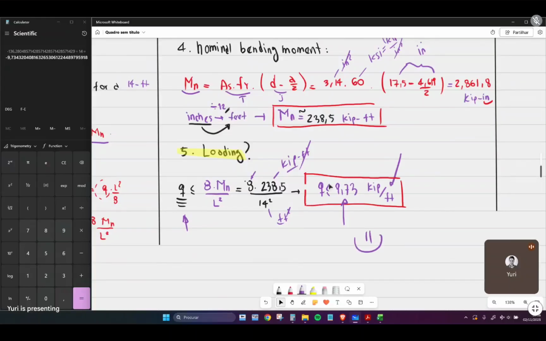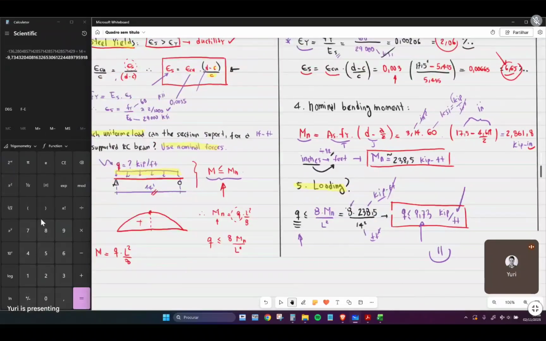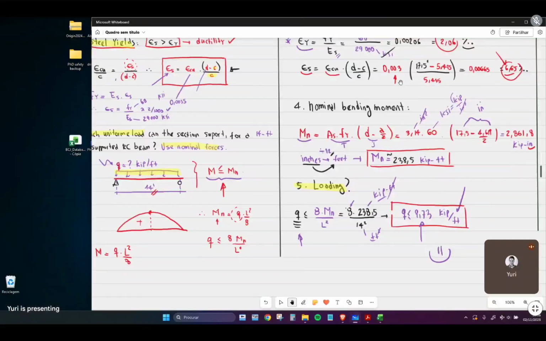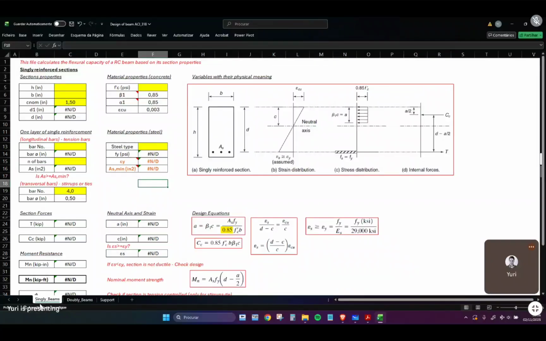Okay, guys, it's also very important to check your calculations, because we did it here by hand using the calculator of the computer, which is not good. So I developed an Excel sheet to run these calculations. So the Excel spreadsheet looks like this. I designed it for simply supported and doubly reinforced beams, which is going to be the next topic. And everything that we saw in the previous videos is summarized here.